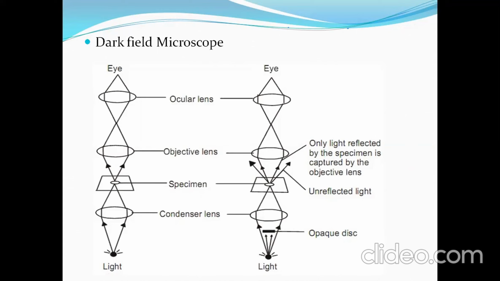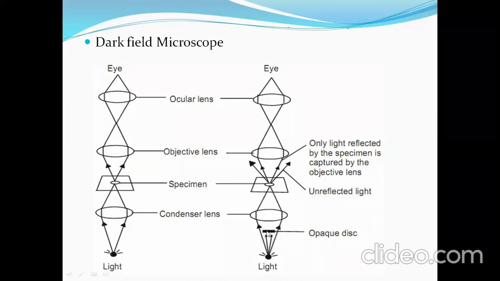At the base there is a light source and condenser lens, then the specimen, then the objective lens, then the ocular lens, and finally the image is formed in the eye, or you may photograph it with your device. So this is the light pathway of the bright field microscope. In case of the dark field microscope, there is some alteration. So what is the alteration? In between the light source and the condenser lens, an opaque disc is present.